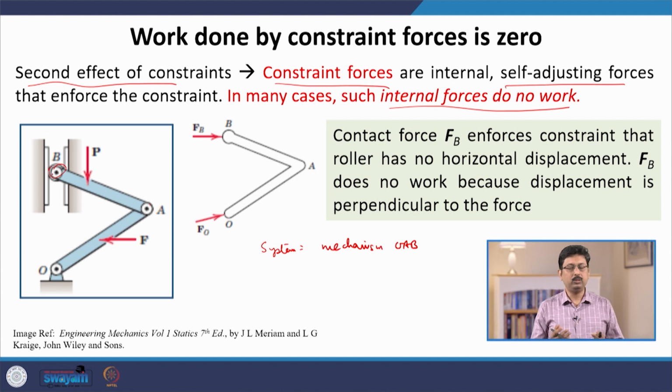So, let us assume that there is no friction between this channel and this surface. Then the contact force must be in a direction normal to the surface, and the displacement of this roller is vertical. So, they are in perpendicular directions. Hence, Fb does no work because the displacement is perpendicular to the force, as indicated in this figure.